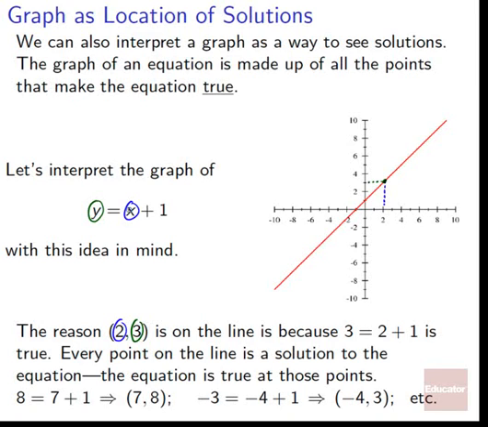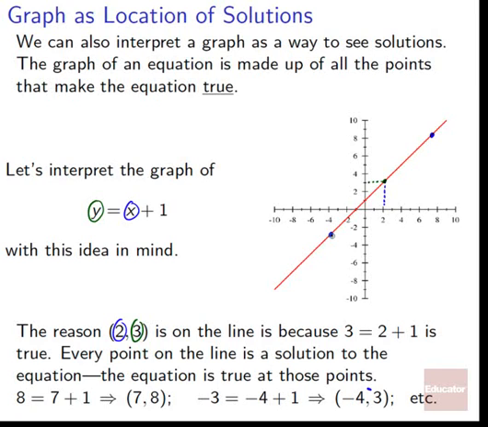8 equals 7 plus 1 gives us the point (7, 8). Negative 3 equals negative 4 plus 1 gives us the point negative 4, 3. Oh, whoops, not negative 4, 3, but negative 4, negative 3. Sorry about that typo. And that's what's going on right there.